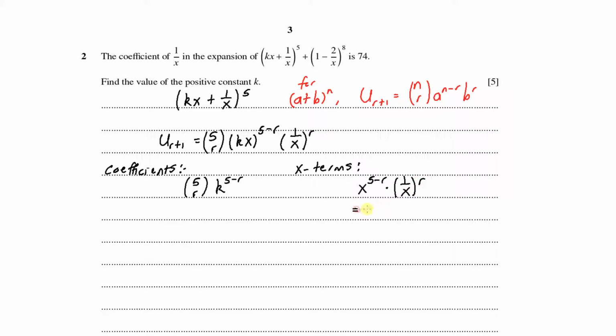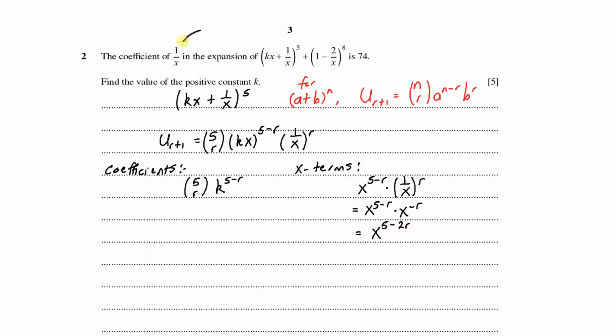And this can be simplified: x to the power of 5 minus r times x to the power of minus r, which is basically x to the power of 5 minus 2r if we add the powers. So all the x terms in the binomial expansion of (kx + 1/x)^5 take the form x to the power of 5 minus 2r.